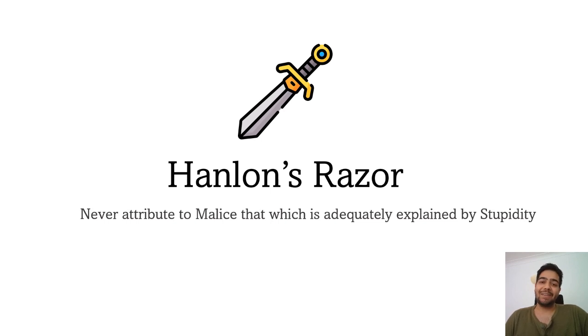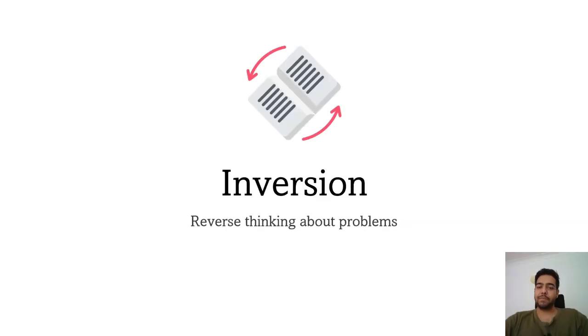So this is a really good mental model to apply in your day-to-day life and in your clinical practice as well. The next one is called Inversion, and this is reverse thinking about problems, and you can apply this mental model to choose what specialties you should pick in life.